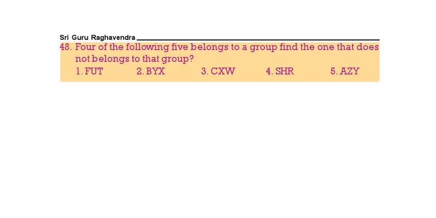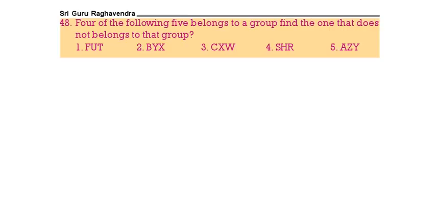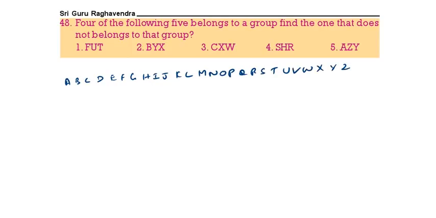Next, 4 of the following 5 are alike in a certain way and hence form a group. Which is the one that does not belong to the group? See here, F, U, T. For this you just write alphabets A, B, C, D like that up to Z, M, N, O, P, Q, R, S, T, U, V, W, X, Y, Z. Now reverse. A, B, C, D, E, F, G, H, I, J, K, L, M, N, O, P, Q, R, S, T, U, V, W, X, Y, Z.